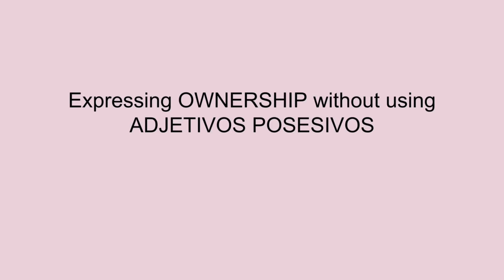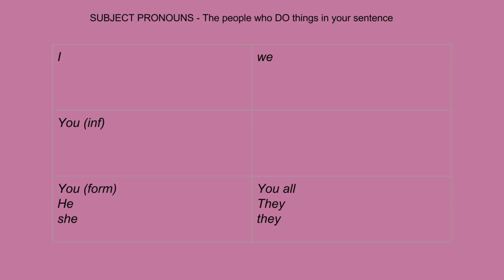All right, let's talk about expressing ownership without using adjetivos posesivos. So sometimes we need to not just say mi coche or su coche or tu coche. We need to use some of these old pronouns that you already know. Let's review these for a minute. You learned these in Spanish 1.